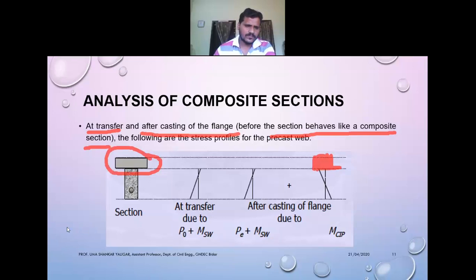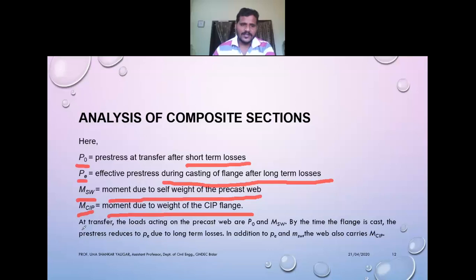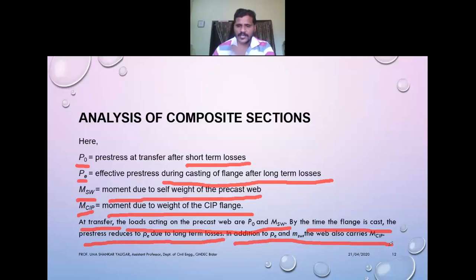Now here P naught means pre-stress at transfer after the short term loss, PE means the effective pre-stress during the casting of flange after the long term loss. MSW is the moment due to the self weight of the precast web, and MCAP is the moment due to the weight of the cap flange. The same thing is explained here. At transfer, the loads acting on the precast web are P naught and MSW. But by the time the flange is cast, the pre-stress will reduce to PE due to long term loss. In addition to PE and MSW, the web also carries MCAP, that is, the moment due to the cast in place portion. This is what we have studied for the transfer condition.